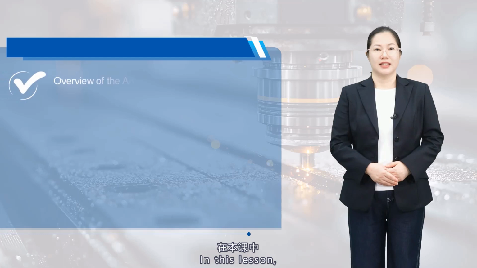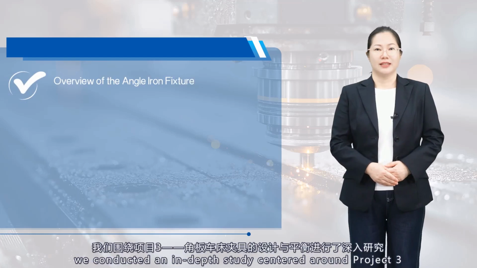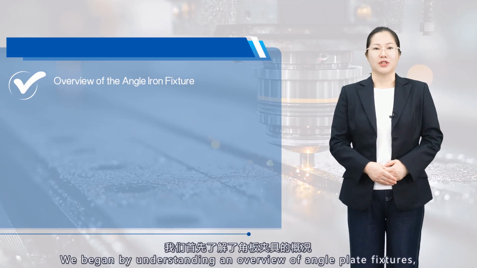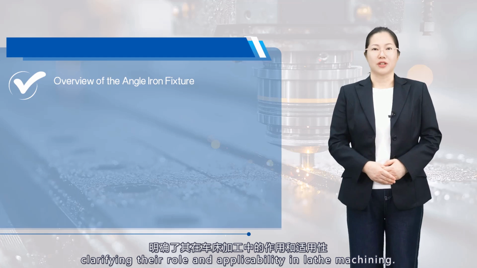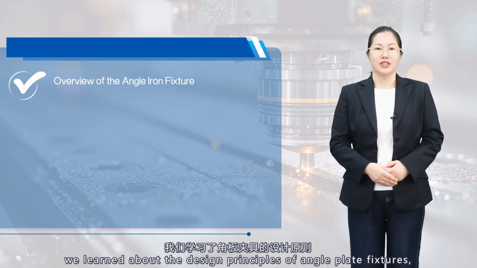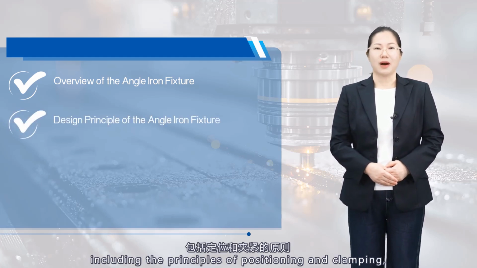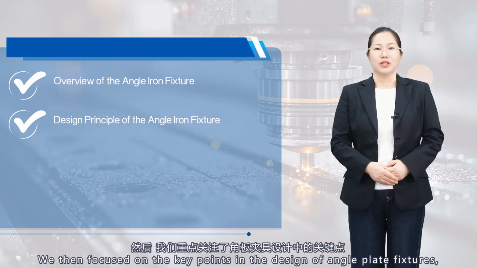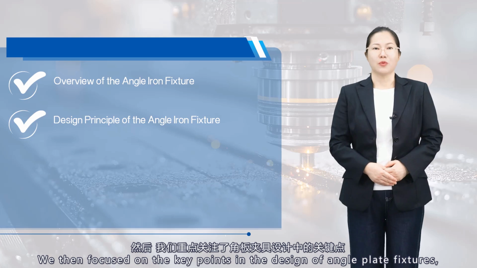In this lesson, we conducted an in-depth study centered around Project 3, design and balancing of angle plate lathe fixtures. We began by understanding an overview of angle plate fixtures, clarifying their role and applicability in lathe machining. Next, we learned about the design principles of angle plate fixtures, including the principles of positioning and clamping, which are fundamental to ensuring the accurate machining of workpieces.